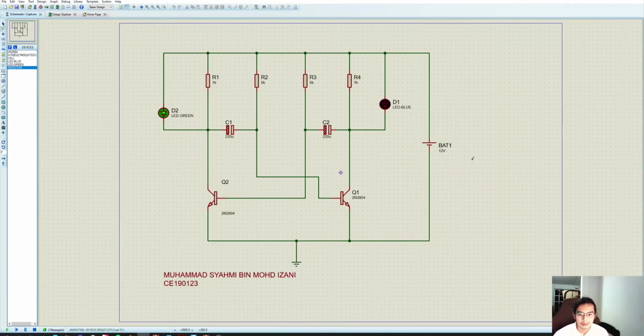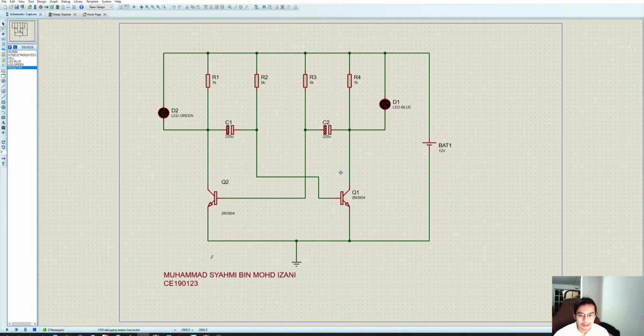For example, when C1 is in the charging state, Q2 will be off, so the corresponding LED will be off. Meanwhile, C2 will act as a discharge to feed sufficient current to the base, so Q1 can be turned on and the corresponding LED will be turned on. That is the explanation of the circuit.